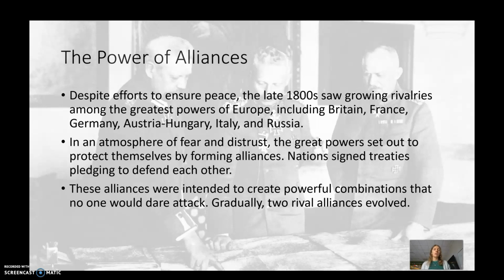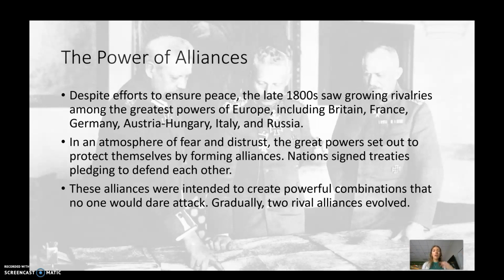So the power of alliances. Before, we talked about the main causes of World War I, and we have the power of alliances. So what would have been an issue maybe between just two countries now gets involved with everybody else. Despite efforts to ensure peace, the late 1800s saw growing rivalries amongst the greatest powers of Europe, including Britain, France, Germany, Austria-Hungary, Italy, and Russia. Italy gets involved a little bit later. They stay neutral here at the beginning, but this is the idea that we talked about earlier of those two opposing teams that are now being formed, the allies being created, and it just made two polar opposite teams.